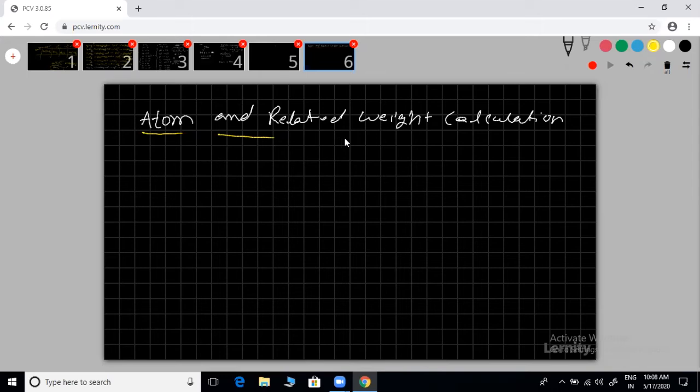So according to Dalton's law, you may write one sentence here. According to Dalton's atomic theory, I am not writing the sentence, I am dictating. Be alert and note it down. Let us start from now onwards.